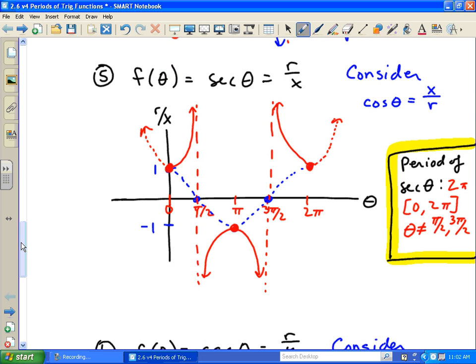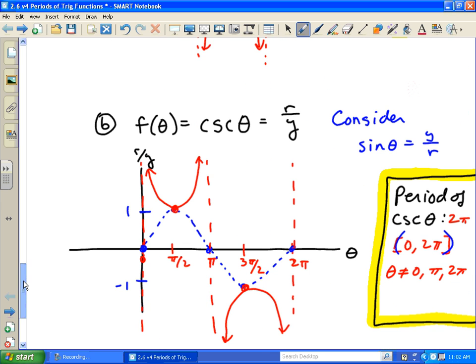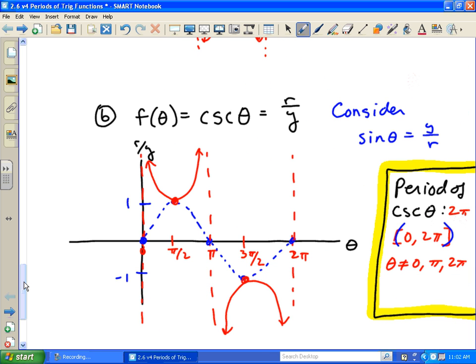We don't usually talk about amplitudes for secant and cosecant except for how they relate to the guide function. In other words, here the amplitude of cosine was 1, and so we know that secant can go either above 1 or below -1. The same thing for cosecant. The guide function, this sine function, goes up to 1 and down to -1, and so cosecant must go above 1 and below -1. This concludes the lesson on periods and amplitude of trig functions.